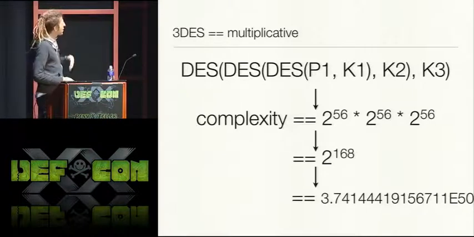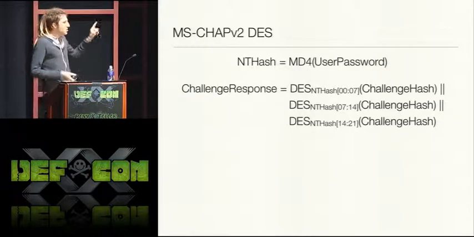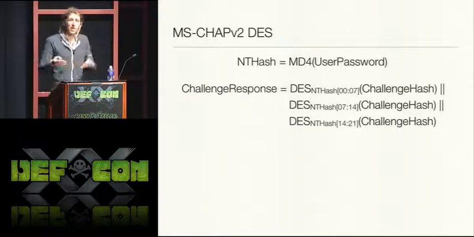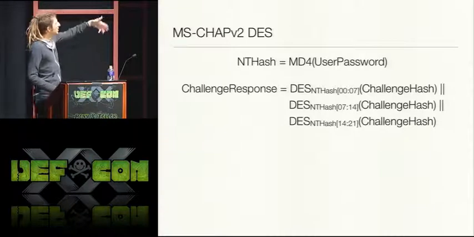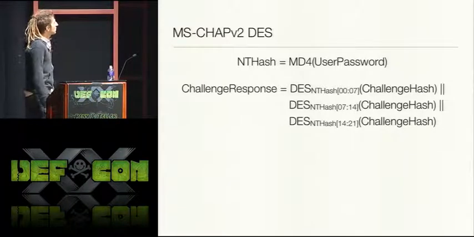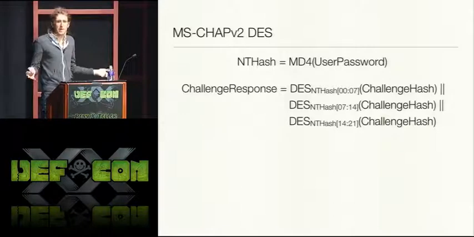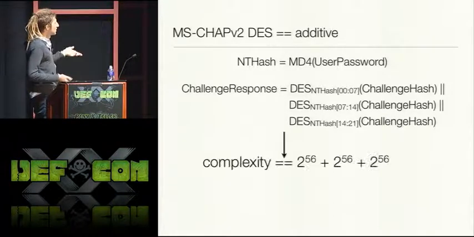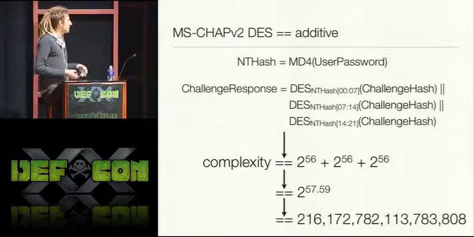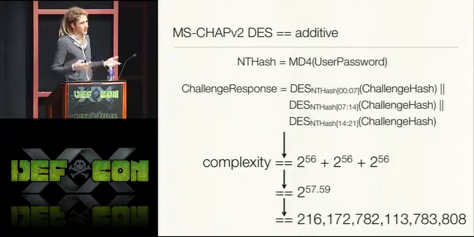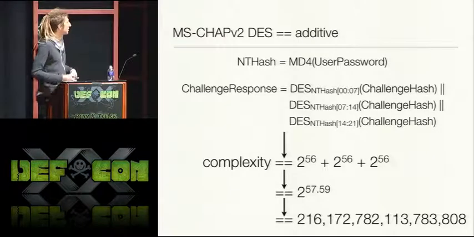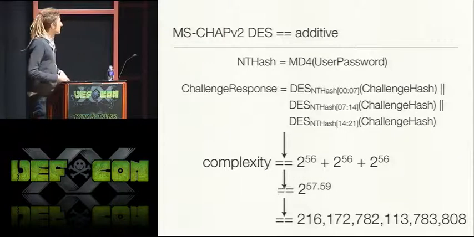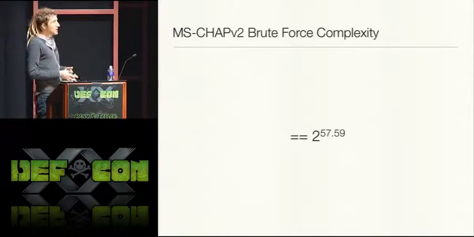So when we go back and we look at our core problem, though, there's no nesting here. This isn't a nested construction. One DES operation has no effect on any other DES operation. They're actually totally independent of each other. It's just encrypting the same plain text 3 different times with 3 different keys. So that is not triple DES. That actually gives you an additive complexity, right? Where your key space is 2 to the 56 plus 2 to the 56 plus 2 to the 56, which is 2 to the 57.59. So that's basically the number that we're dealing with here. And that's still kind of a big number.